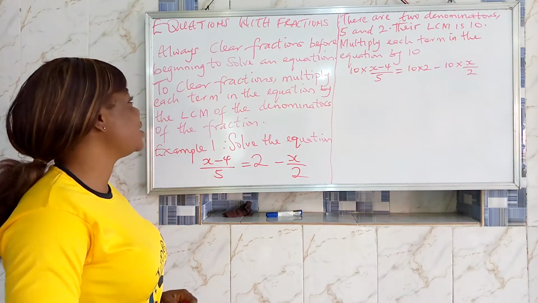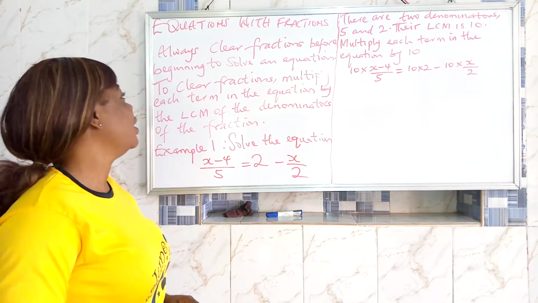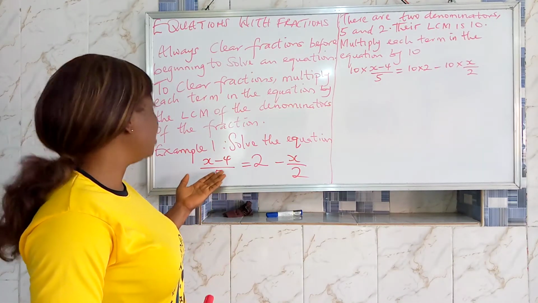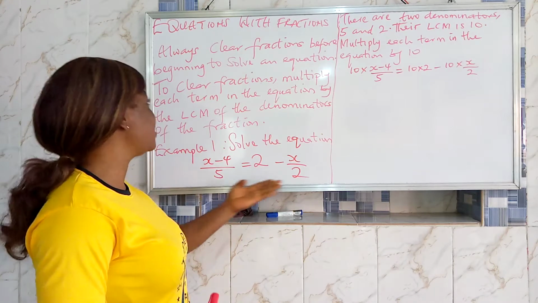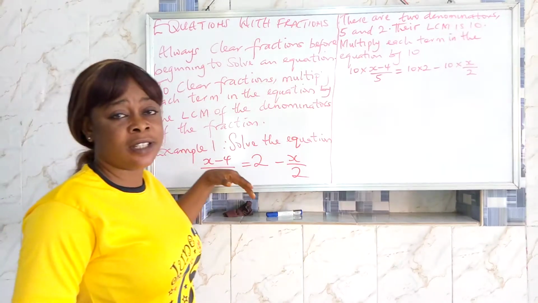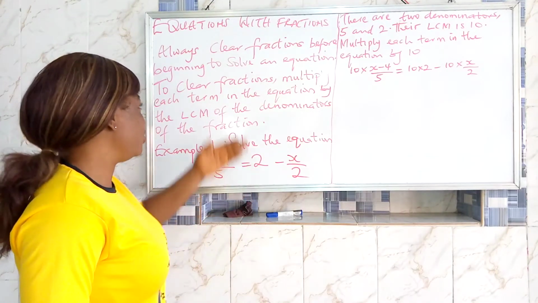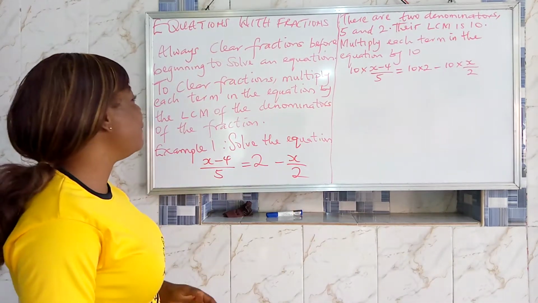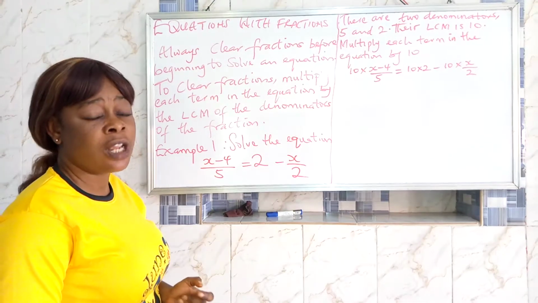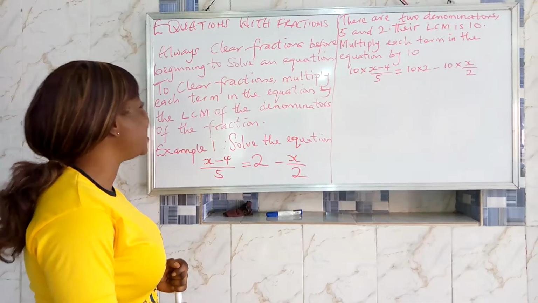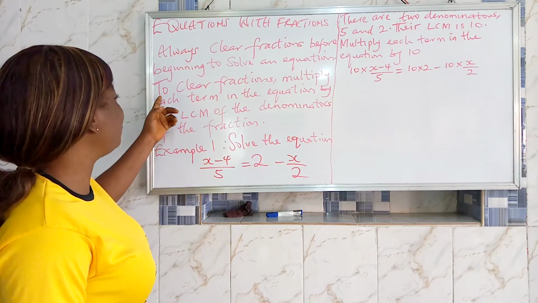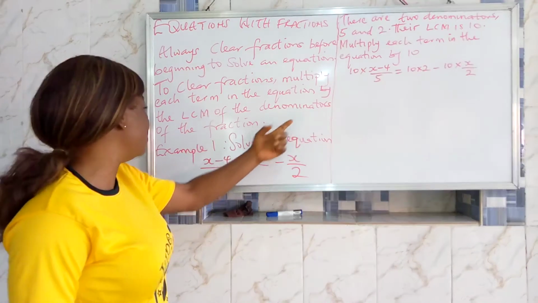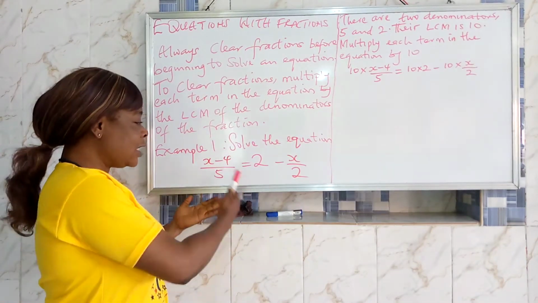Today we'll be looking at equations with fractions. For you to solve any question under equations that has fractions like this, you must follow these steps. So what are the things? Always clear fractions before beginning to solve an equation. That means you must make sure you clear all your fractions. And for you to clear fractions, multiply each term in the equation by the LCM of the denominators of the fractions. Now let's have this example.